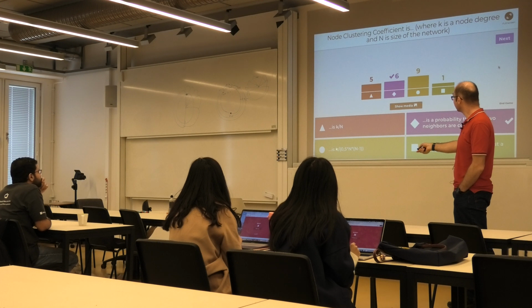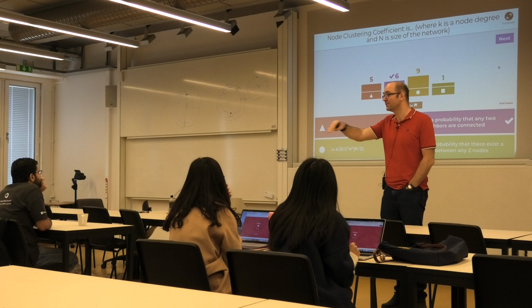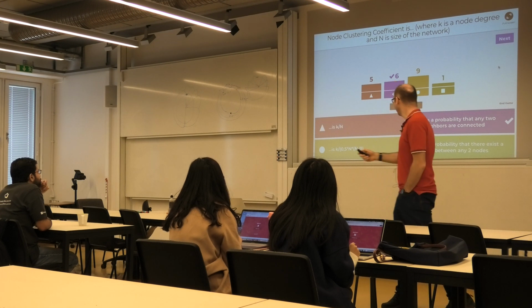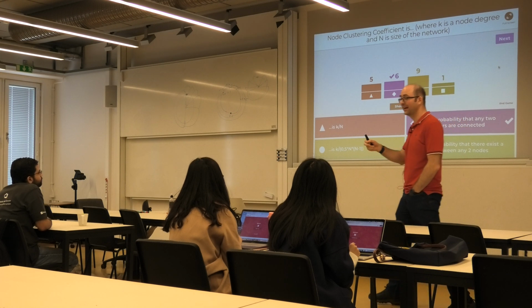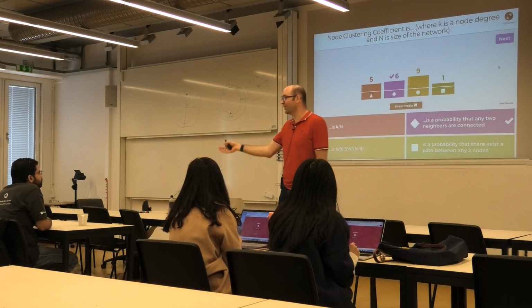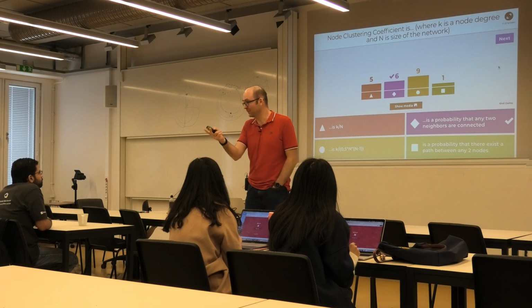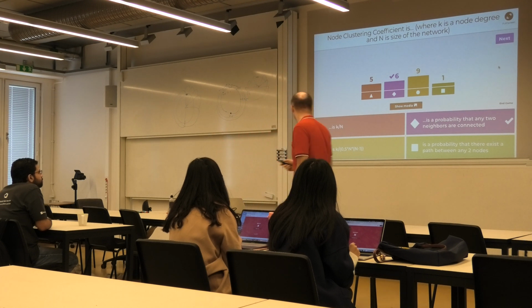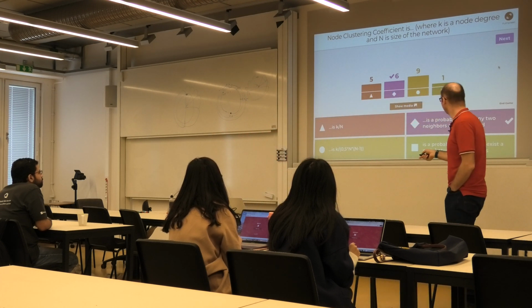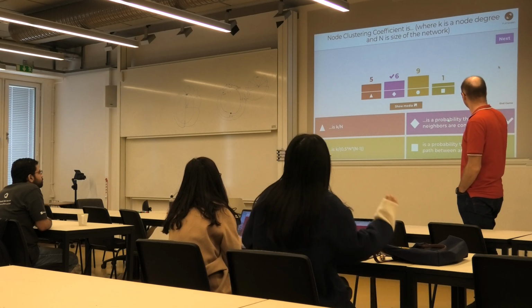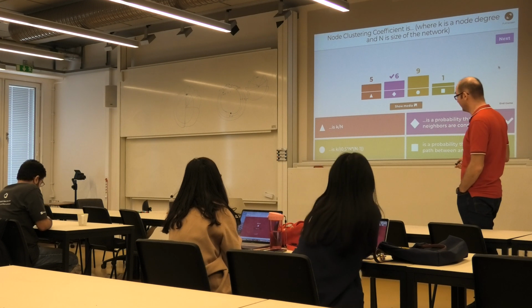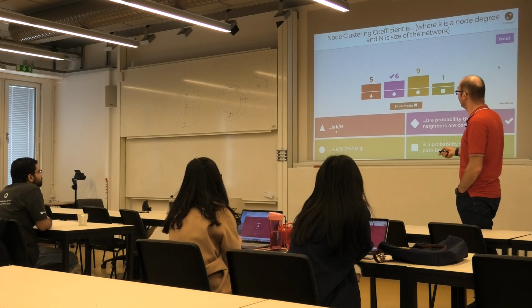But in that case, k should have been not your degree, but the number of edges you see among your friends. And n should have been not the overall network size, but your degree, because you would calculate all possible pairs between your neighbors. So this is not the correct answer, and the correct answer is this, because it actually defines a probability that any 2 neighbors are connected. And this is not the case either.